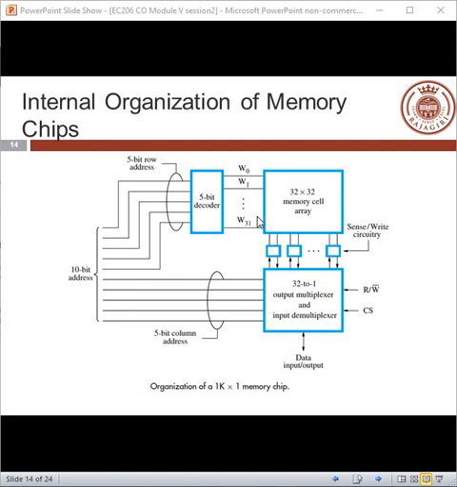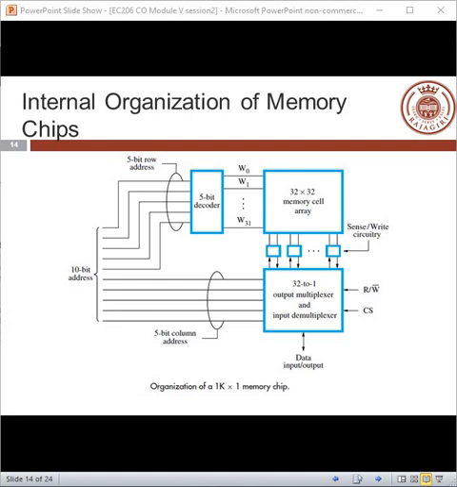This 2 raised to 5 is 32. So the output of this 5-bit decoder will be based on the 5-bit decoder input value. One of the 32 rows will be selected from the memory, and each row will have 32-bit elements. Here we are going to organize it as a 1k into 1 bit memory. That means from these 32 columns, so 32 bits in a single row, we will be selecting only one particular bit.